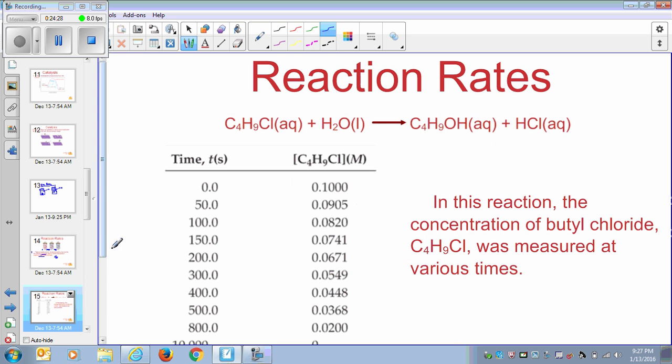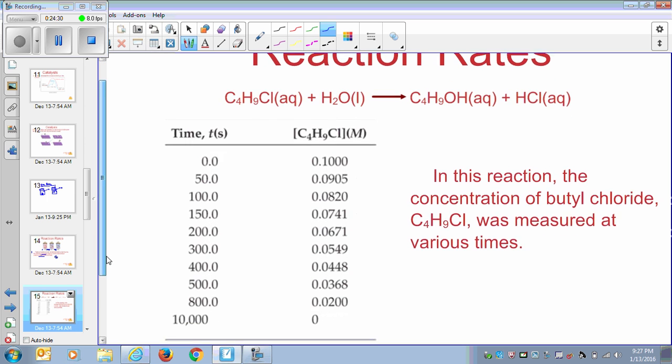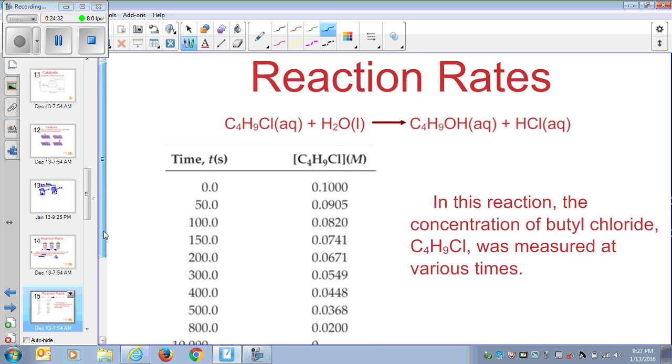All right, so next thing we want to talk about is how to calculate the rate of reaction. So here is the rate of reaction, calculating the rate. Here is the time, and you see that as the time passes on, you have 50 seconds, and 100 seconds, and 150, and 200, and 300. The concentration of the reactant is going down.